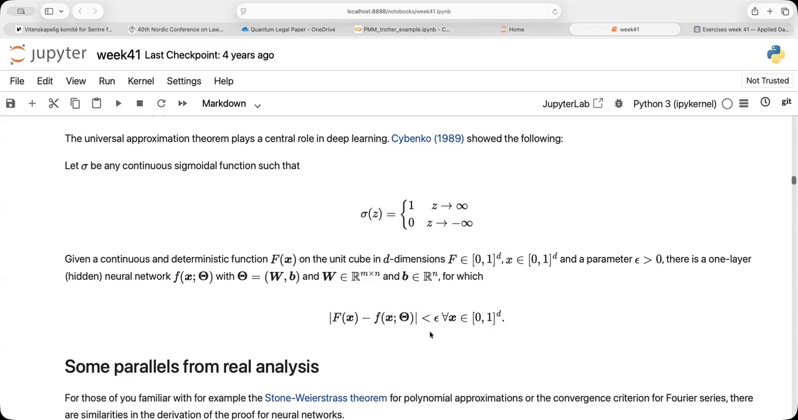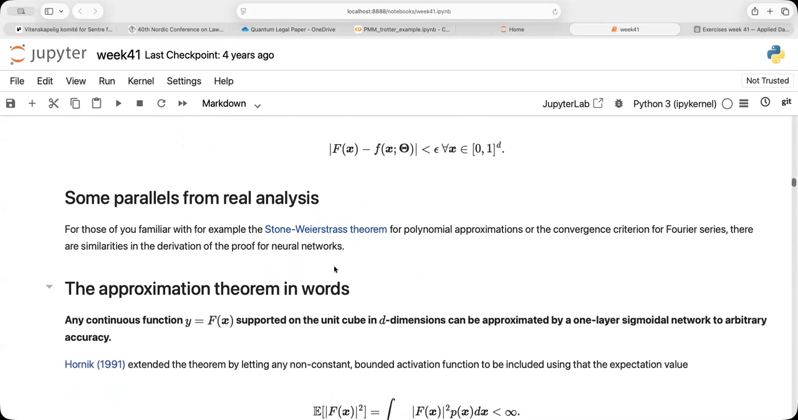Now, there are many parallels, and what you have encountered in project 1 is a variant of the Stone-Weierstrass theorem for polynomial approximations. You could also look at the convergence criteria, if you're familiar with that, for Fourier series. And there are lots of these kinds of theorems from real analysis where you can show that the expansions converge with a given error. Now, the thing is that you don't know how big this error is, but it guarantees that there is a convergence if some specific properties are obeyed. So we are not going into the proof.